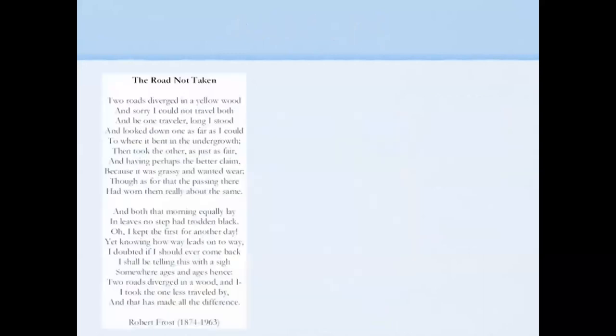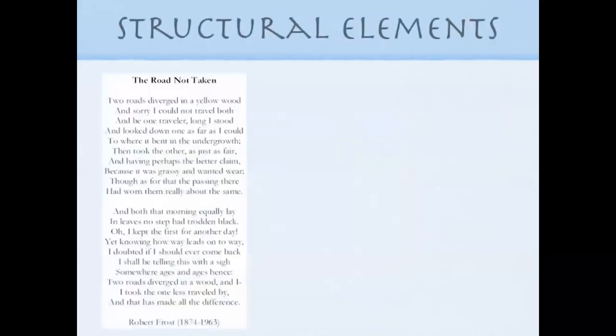So let's move on to structural elements. Once you've annotated the poem, just like how I've just done, and all of those ideas are just things that pop into your mind as you're reading it. If you see a word and you think it could have a deeper meaning, then write down some ideas next to it, and look for ways in which you can look beyond the literal meaning.